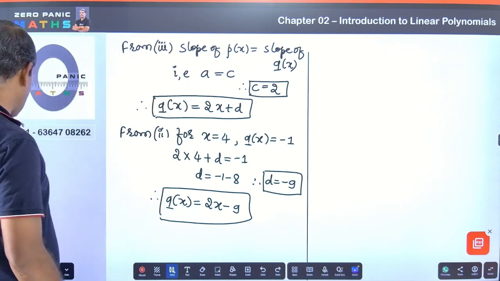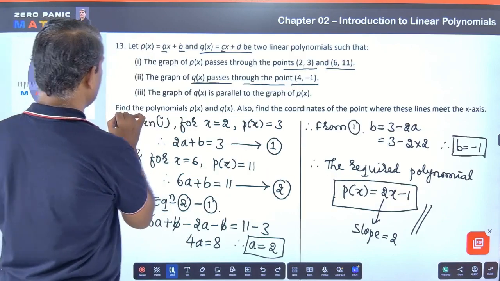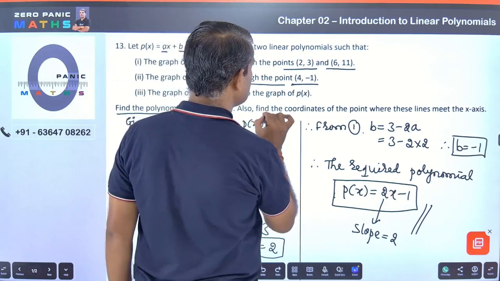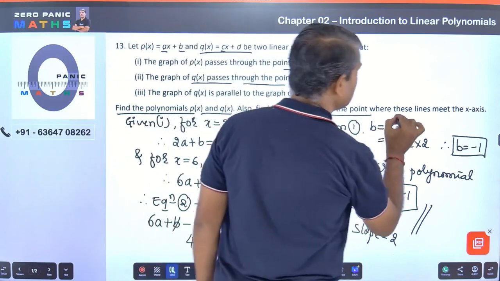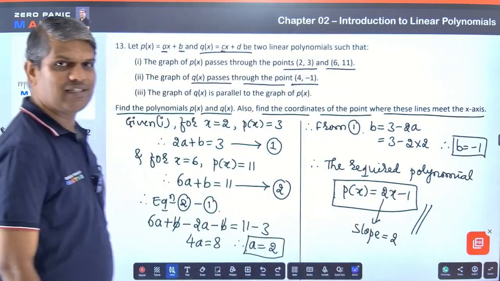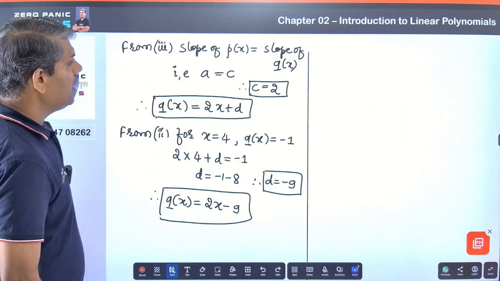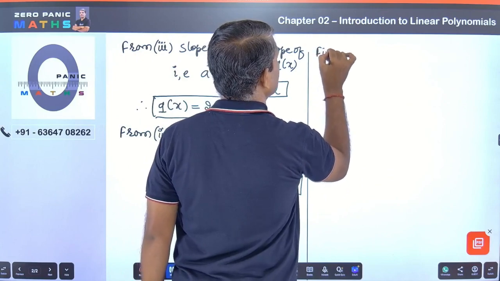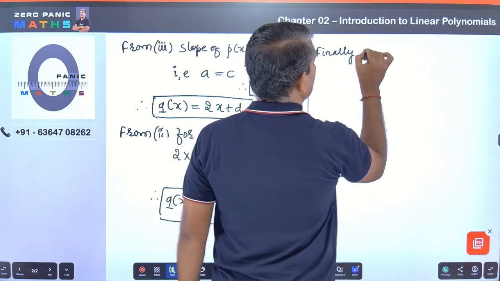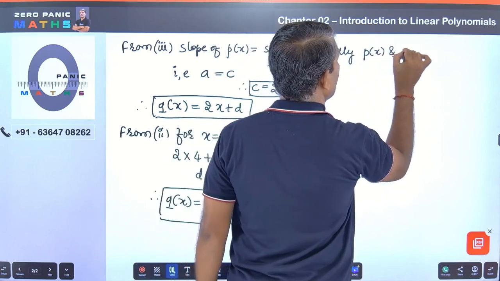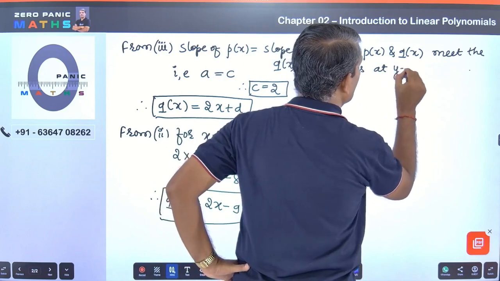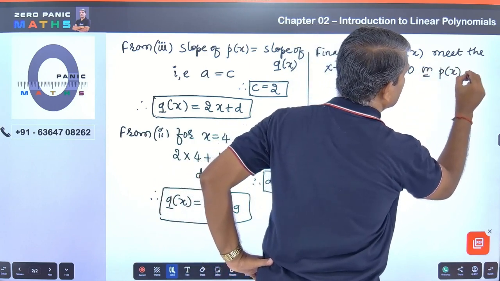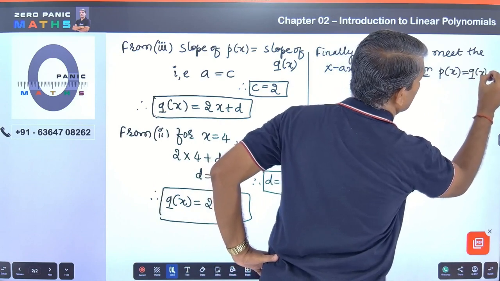Now the next part of this question. Now we have completed this: find the polynomials p of x and q of x. The next part is find the coordinates of the point where these lines meet the x-axis. Okay, that is very important. So finally I can write p of x and q of x at y is equal to 0, or you can say p of x is equal to q of x is equal to 0.